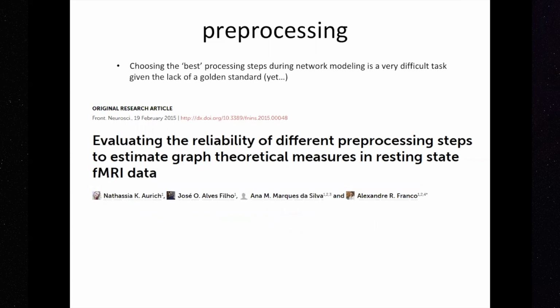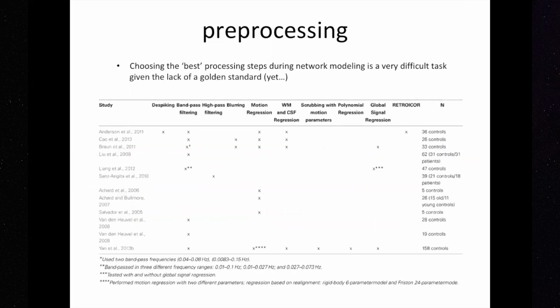This is one paper from 2015 from Natasha Aurich. There have been a lot of papers coming out that tried to evaluate the reliability of different pre-processing steps on graph theoretical measures in resting state data. And what you always see in those papers are those nice tables where they show a bunch of different pre-processing strategies, and I don't want to go into detail here, and they make comparisons and look at how reliable the respective graph measures would still be, depending on the application of specific pre-processing strategies.